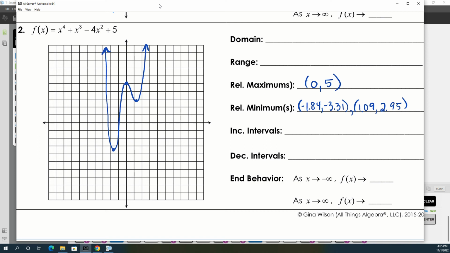Okay, so like I said before, the domain of every polynomial function, which is all we're talking about right now, is going to be all real numbers. And then, like I said before, the range changes from problem to problem. And so on this particular one, I do have a lowest minimum. I have 2 relative minimums, but one of them is the absolute lowest, which is this one right here. So my range is going to be all the y's that are greater than or equal to that low point of negative 3.31.